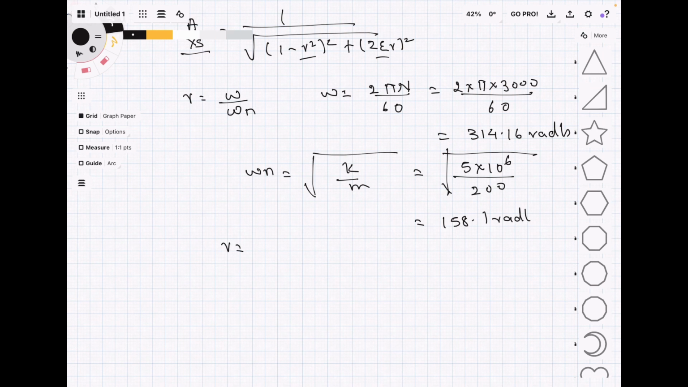So r is equal to omega upon omega n. Omega is 314.16 and omega n is 158.1. If you solve this, you will be getting 1.987 as the r value. Okay, so we got the value of r, now we need to get the value of zeta.